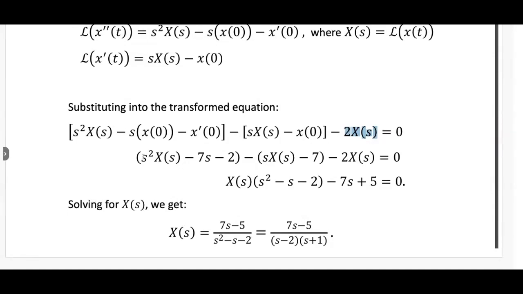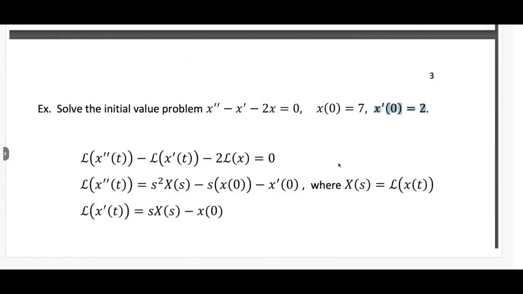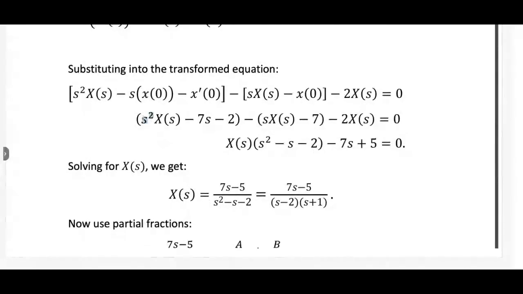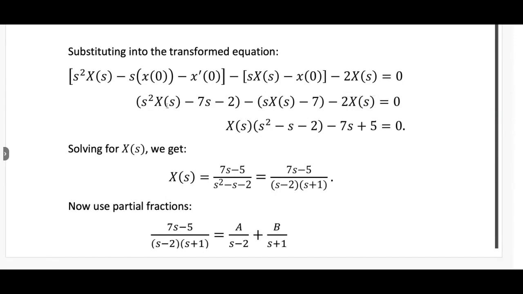Simplify, because x of 0 is 7 and x prime of 0 is 2. So plug in, we get the transformation of the second derivative is this. Transformation of the first derivative is this. So this is the transform of the function. We have X of s, X of s, X of s. That's the Laplace transformation, so we factor out. Then we have s squared minus s minus 2. Then what's left? Minus 2, minus minus 7 becomes plus 7. So negative 2 plus 7, that's plus 5.